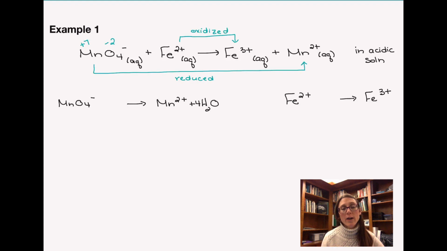By adding 4 waters to the right-hand side of the equation, we now have the same number of oxygens on both sides. That's great for oxygen, but it messed up hydrogen because now I have 8 hydrogens on the right-hand side of that equation. So I need to get 8 on the left. We'll do that by adding 8 H pluses. Since we're in acidic solution, there are hydrogen ions that are free and can get involved in the chemistry.